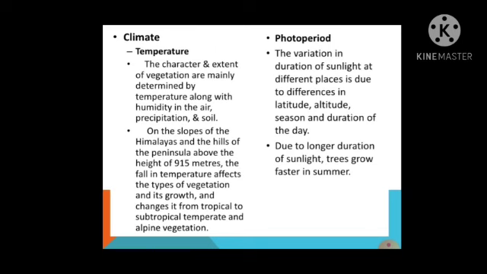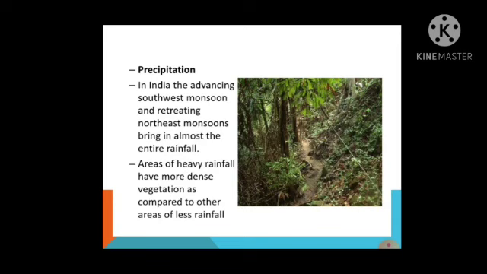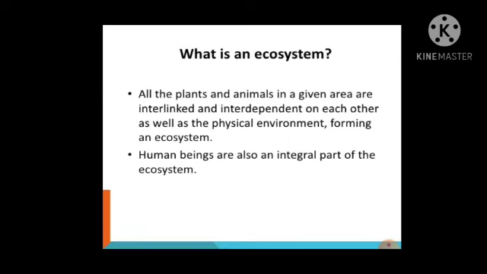The fourth factor is photoperiod. The variation in duration of sunlight at different places is due to difference in latitude, altitude, season and duration of the day. Due to longer duration of sunlight, trees grow faster in summer. Next is precipitation. In India, the advancing southwest monsoon and retreating northeast monsoon bring almost the entire rainfall. Areas of heavy rainfall have more dense vegetation as compared to areas of less rainfall.